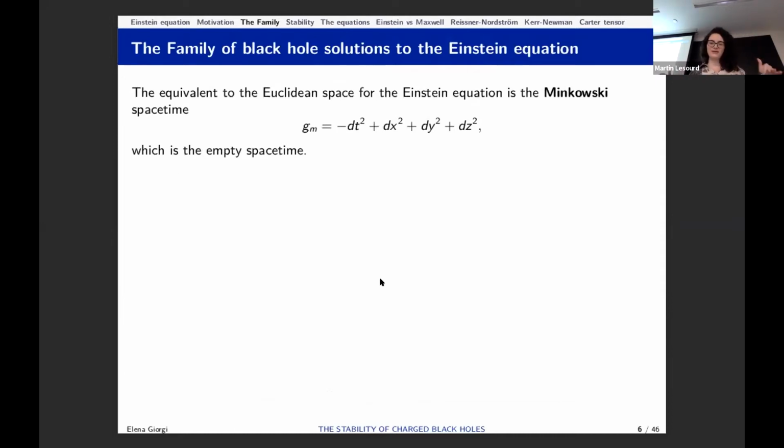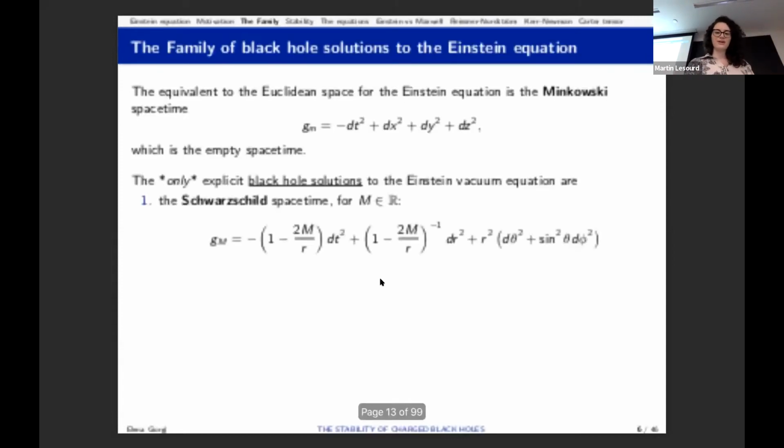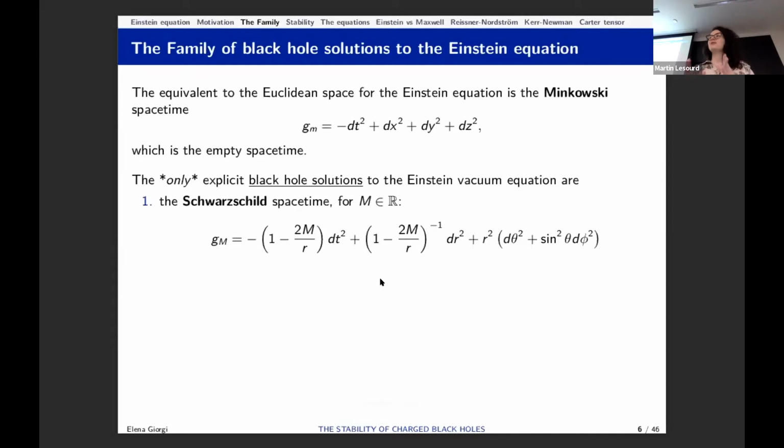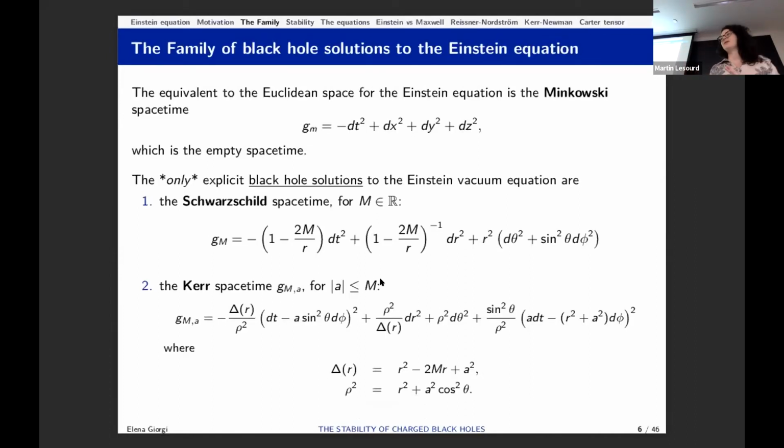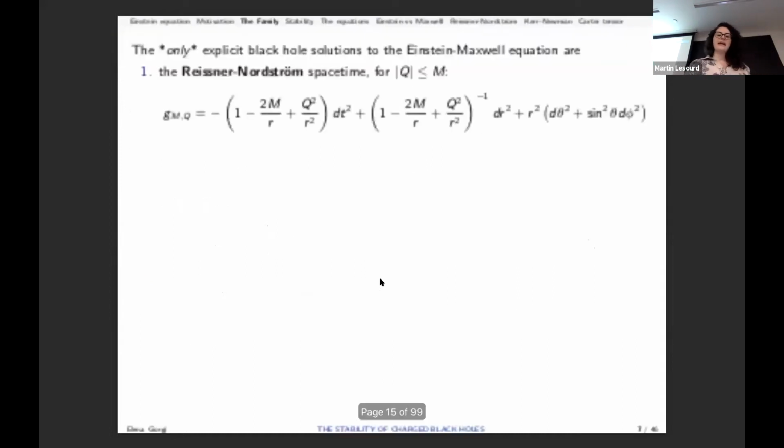Luckily, there were so many talks before me that already introduced lots of objects and the concept of stability. So I'm going to be very fast here, reminding you what is the family of black hole solutions. The first one is not a black hole, of course, Minkowski spacetime, and then in the vacuum case we have the Schwarzschild spacetime. We heard a lot about it. The Kerr spacetime, we heard a lot about it too. So we have the spherical symmetric and the rotating case.